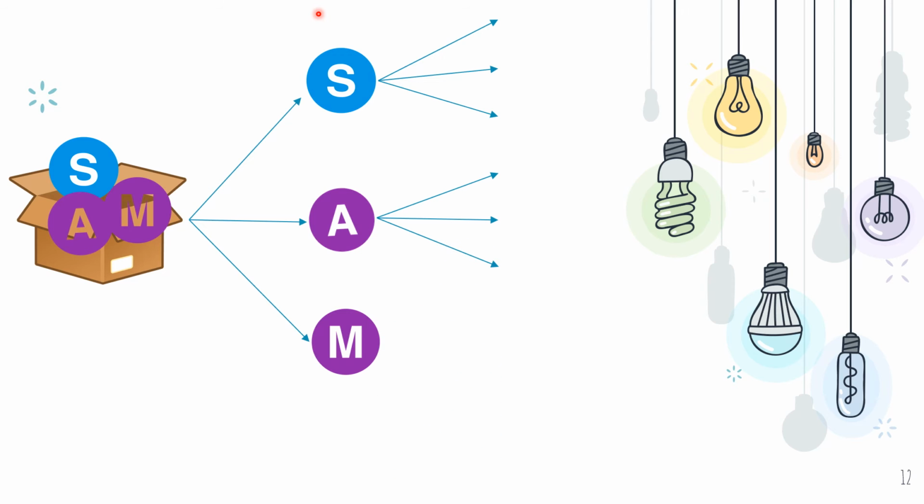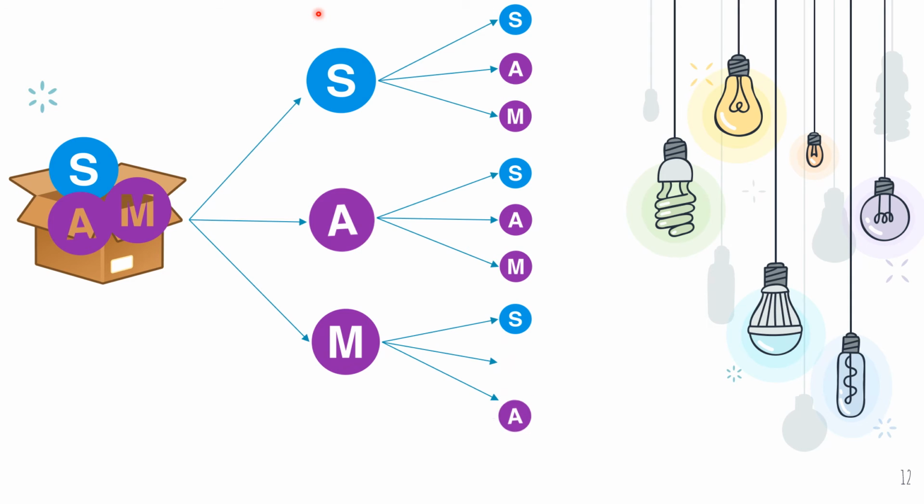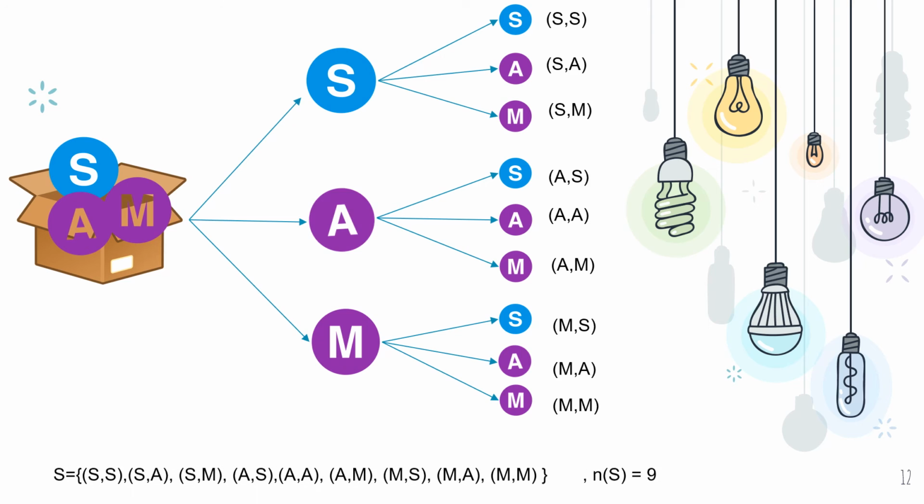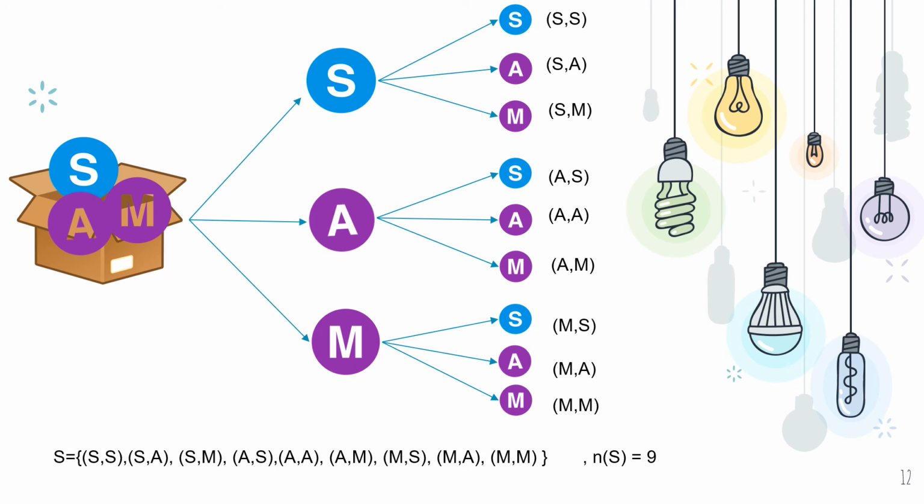So the possible outcomes are still S, A, M, S, A, M, S, A, M, and then we can get the possible outcomes, the paths: S and S, S and A, S and M, A and S, A and A, A and M, M and S, M and A, and M and M. So how many possible outcomes are there? It was 9.